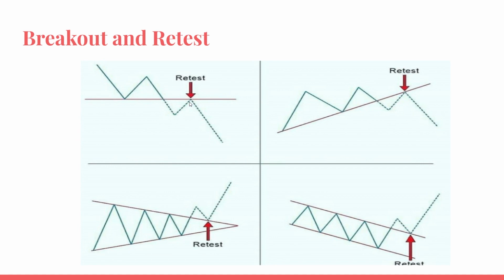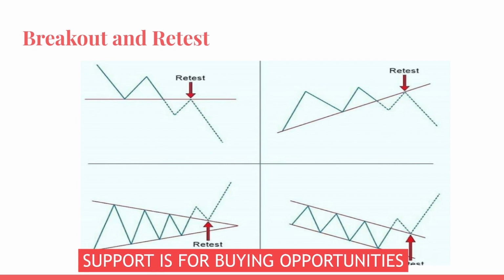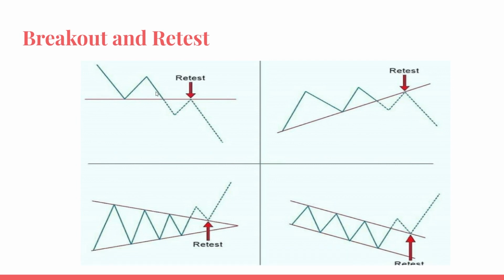As you guys know, the minute the market breaks, let's say a support level, and then comes back to retest it, it's no longer going to be your support. It will be what? Your new resistance. And you know that on resistance you are looking for what? Selling opportunities. On support, you're looking for what? Buying opportunities. So the minute you see a breakout and retest on support, it simply means that it gives you an opportunity to enter what? The selling trade.